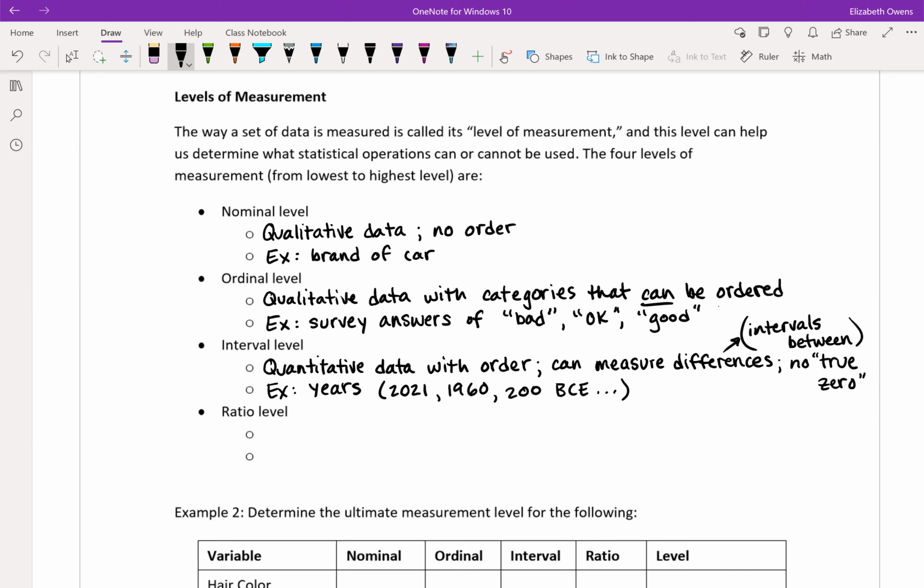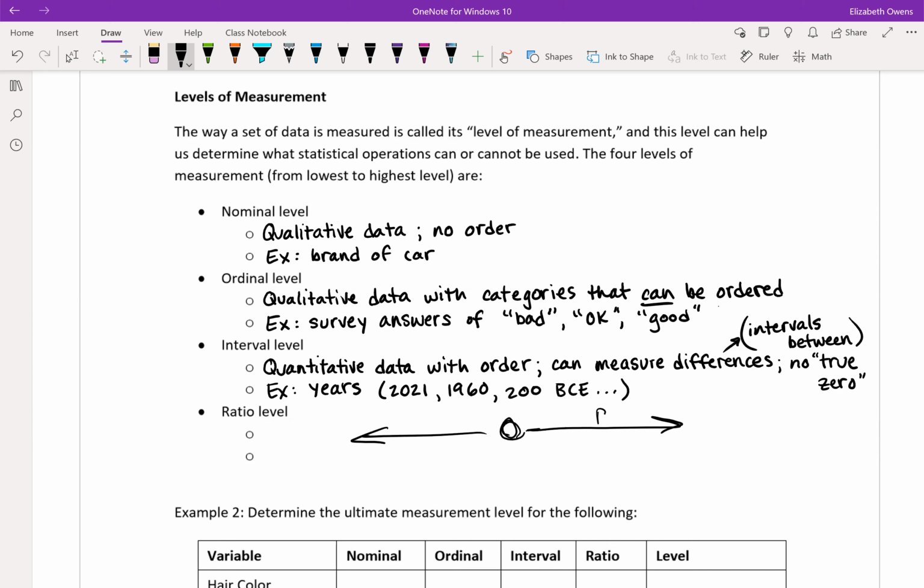These have an order. We can see which dates are older and which dates are more current. We can measure differences, like the difference between 2021 and 1960 is 61 years. But there's, again, not a true zero to this system. We do have BCE and AD, or BC and AD, however you reference it. But we can go as far as we want really in either direction. So there is a zero, but then it doesn't stop on one side or the other.